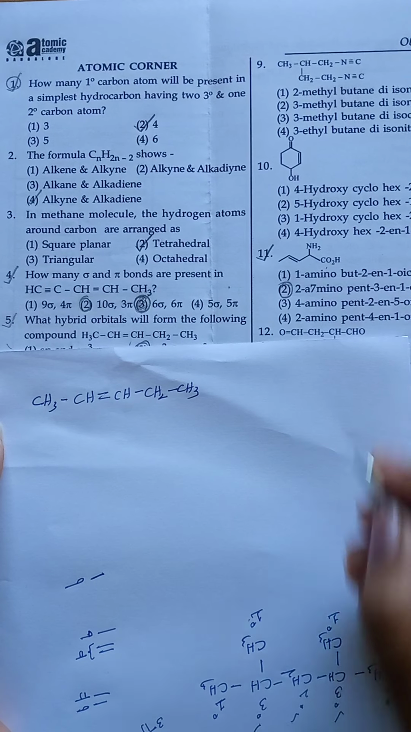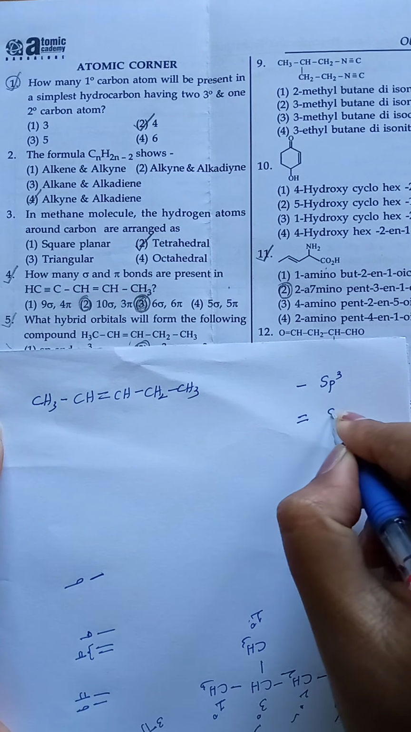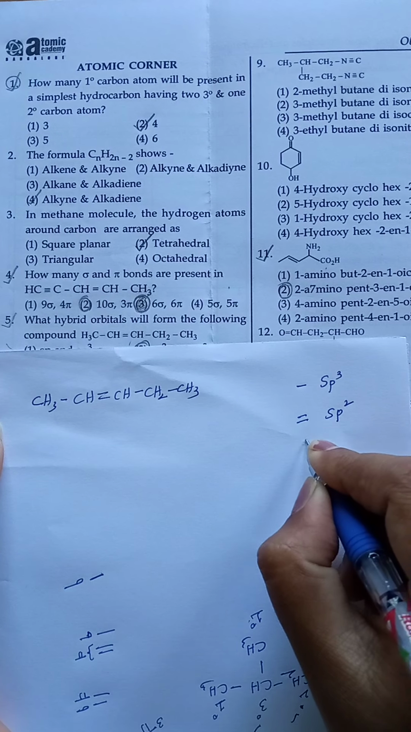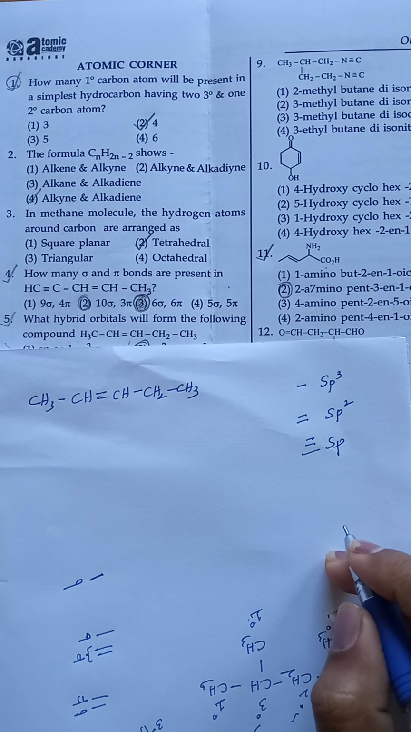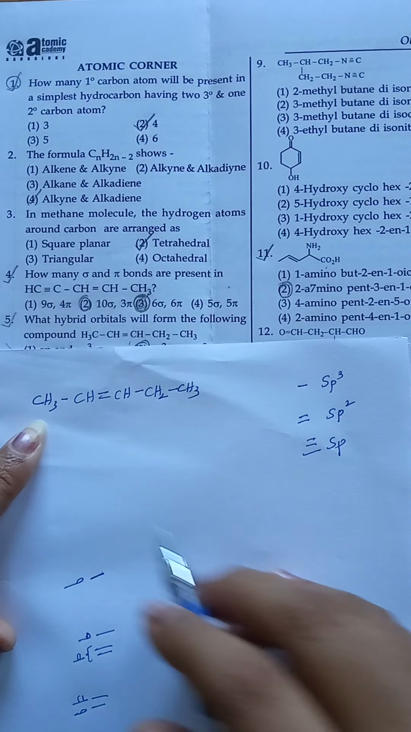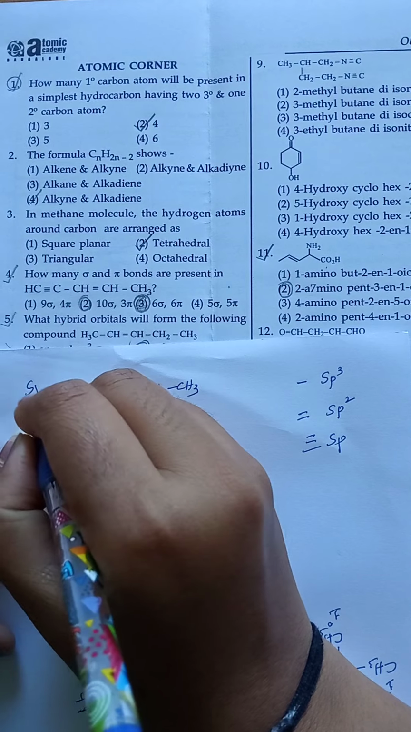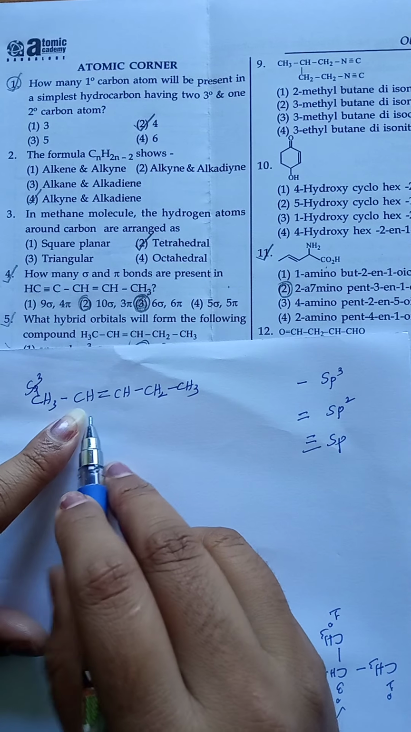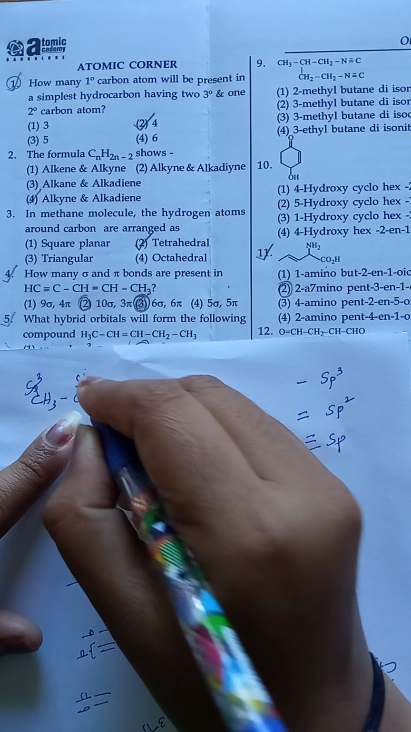We know if a single bond is present, that is sp3. If a double bond is present, that is sp2 hybridized. If a triple bond is present, that is sp hybridized. Okay, based on that we can easily write its hybridizations. Understand? Now see, on this carbon only a single bond is there, so it is sp3. Based on this carbon, a double bond is present, so it is sp2.